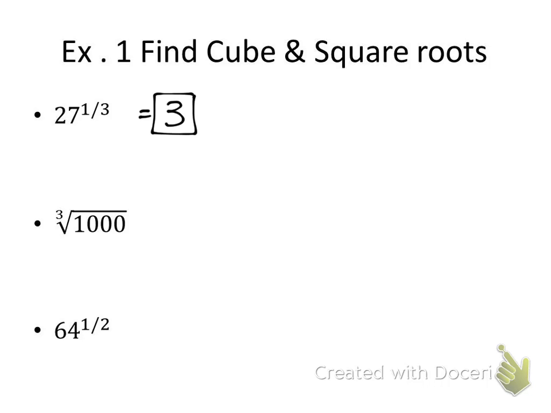Then we're going to do the cube root of 1,000. So I'm going to go to my calculator. There's actually a cube root button. It's the shift square root. I'm just going to type 1,000 underneath the radical, and I get 10. Then 64 to the 1/2 power is the same thing as saying the square root of 64, which is 8.